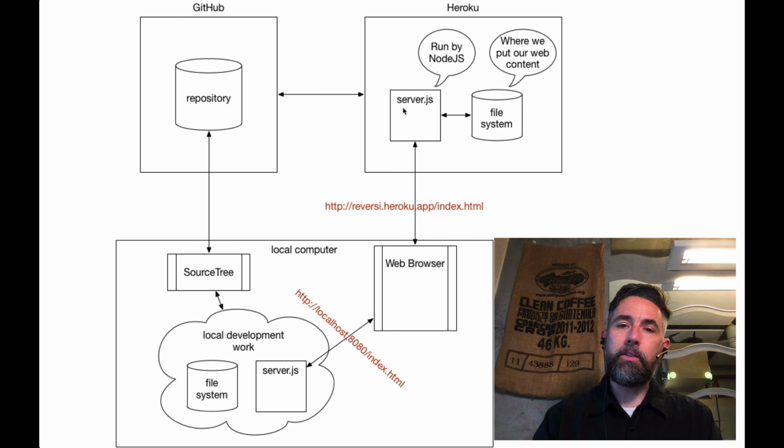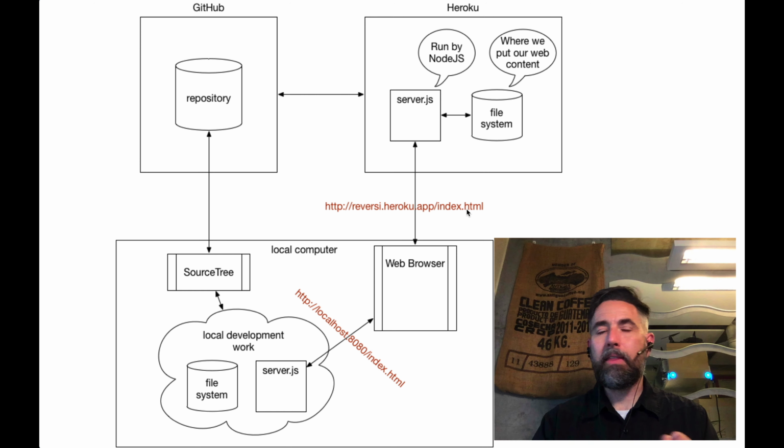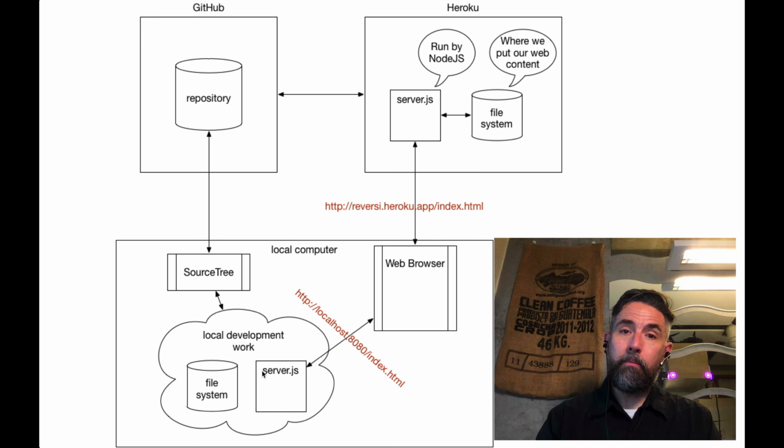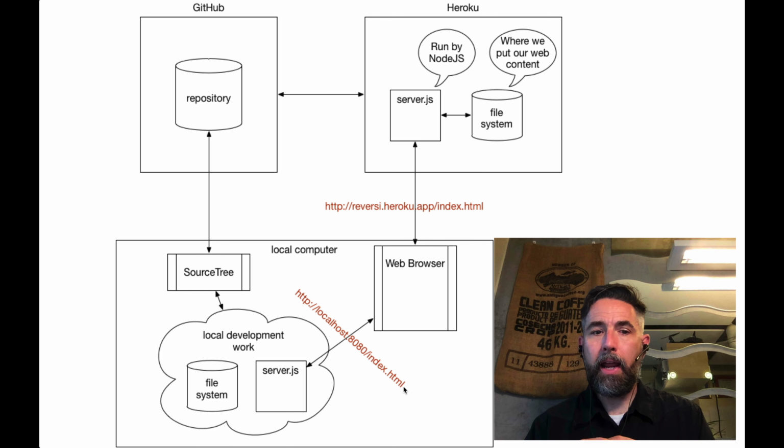Heroku will then run the server.js in the cloud so that from our web browser, we can access it on this cloud platform using a URL, something like this. This is like mine. It's not exactly what Heroku gives me. If we're also running that same server.js program on our local machine, we can also use that same web browser to access it using a localhost address with a special port, 8080.